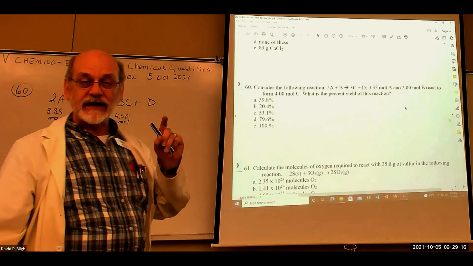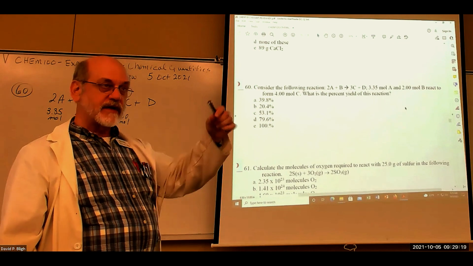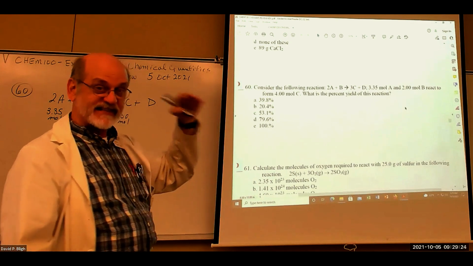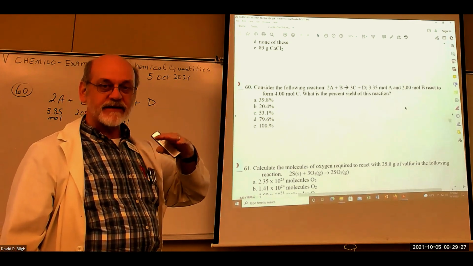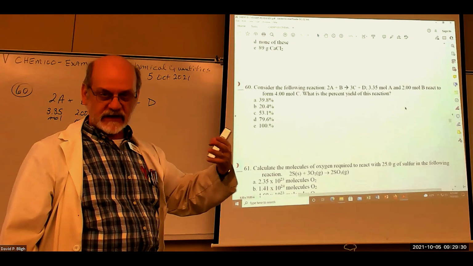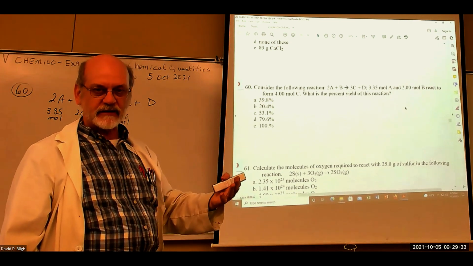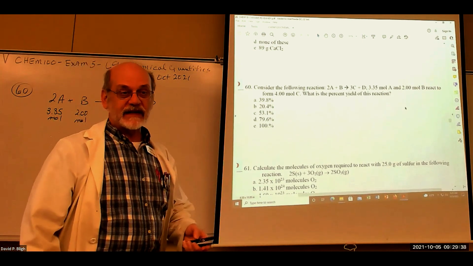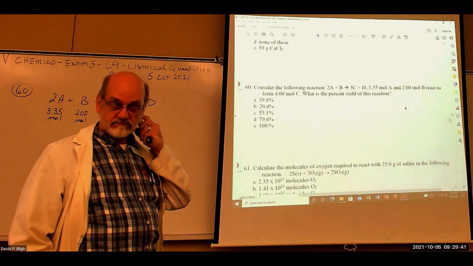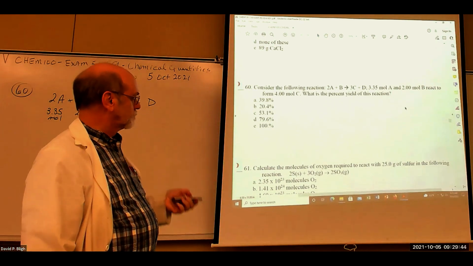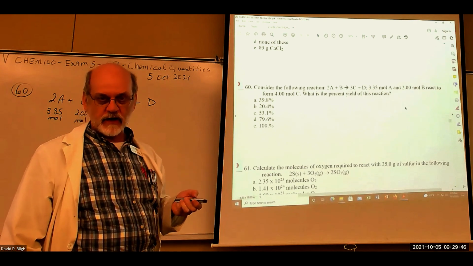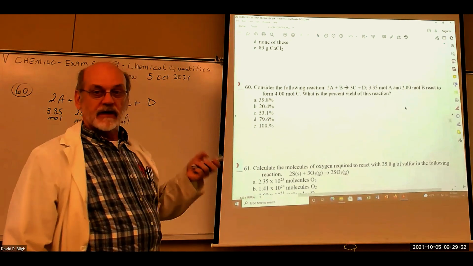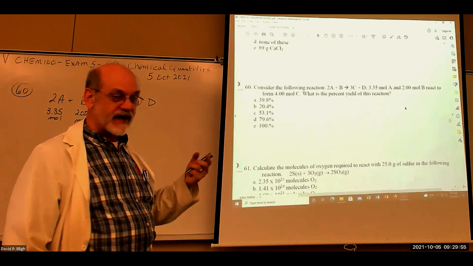Remember, how do you calculate percent yield? You have the actual yield of a product, in this case C, divided by the theoretical yield, that is the stoichiometric yield of that same product. So you divide that into the actual times 100. And what we did in class last week, we used mass as our ratio. We don't have that here. All we have is moles, and there's no way to get mass because we don't know the molar mass of A, B, C, or D.